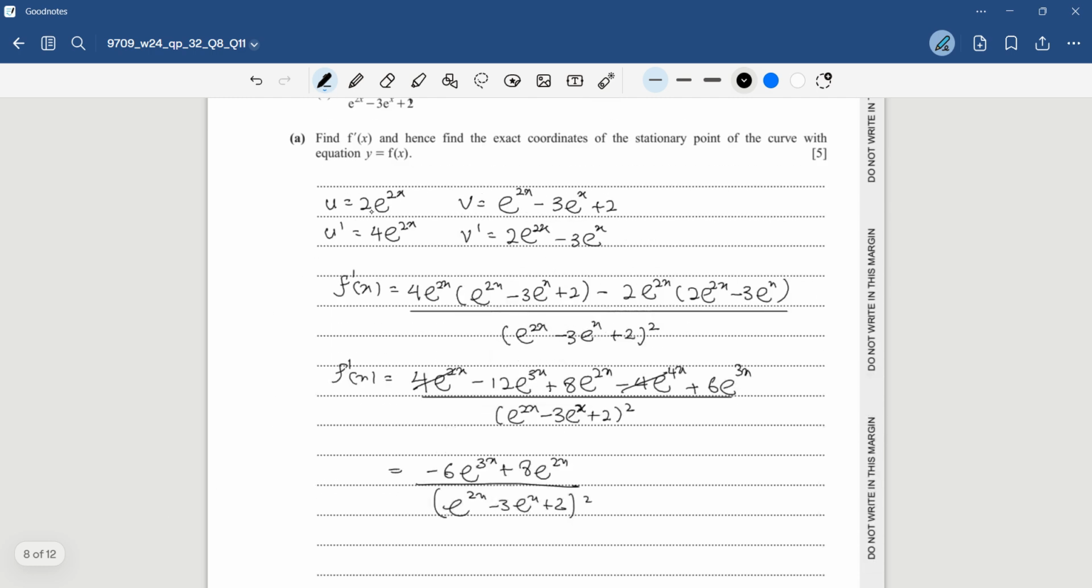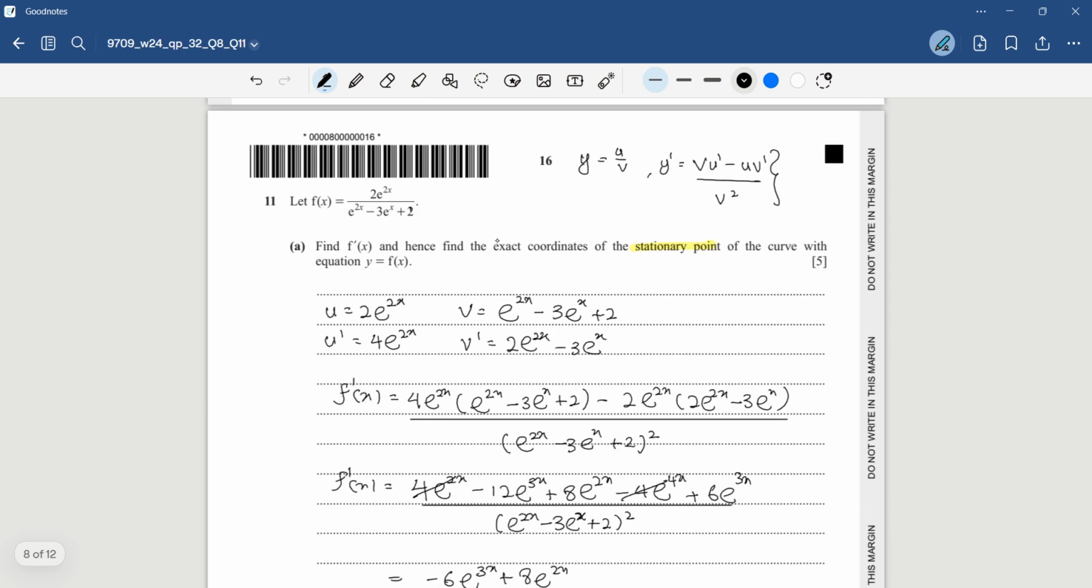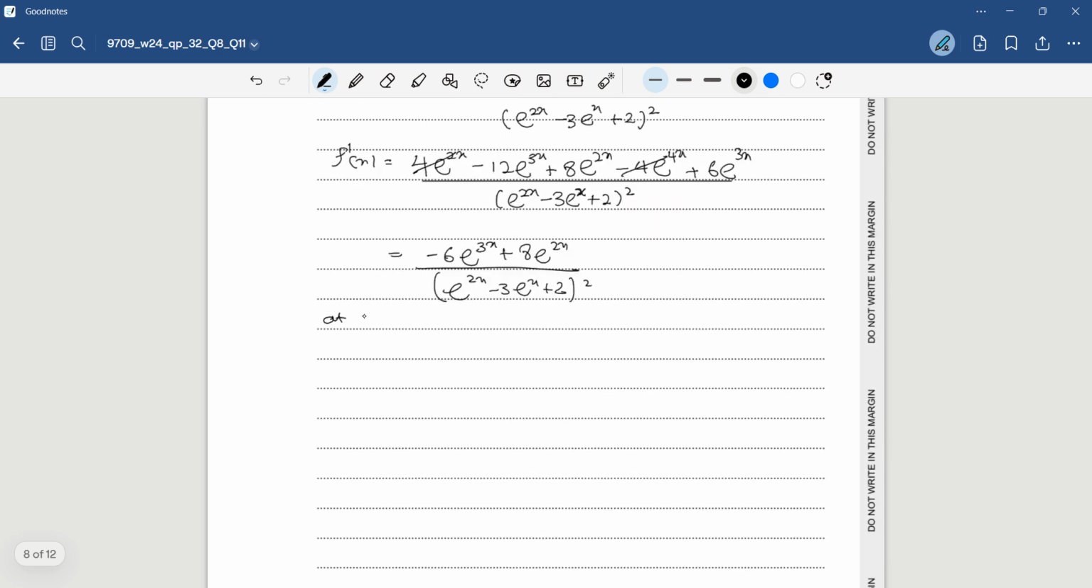Okay, so the question asks you to find the coordinate of a stationary point. At a stationary point we know that dy/dx equals 0, which means negative 2e^(2x) times (3e^x minus 4), over (e^(2x) minus 3e^x plus 2) squared, is equal to 0.